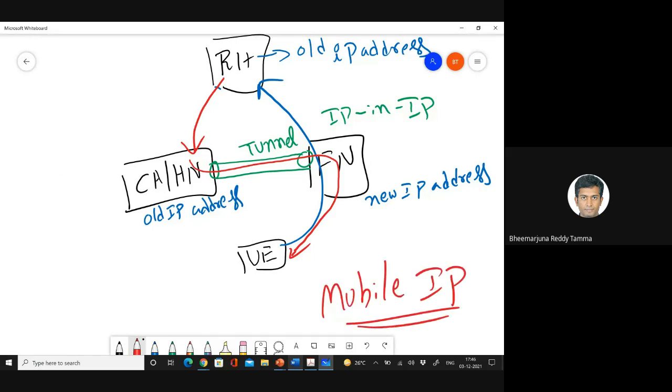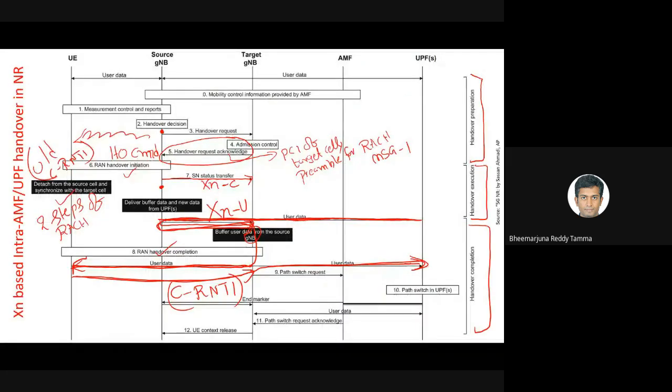Even though it is not deployed, this is the mobile IP concept, mobile IPv4, mobile IPv6, that you study in internet systems. So something similar you can see here. The only difference is there is no IP address change, but data transfer wise, you can see that the downlink data is coming in a loop like this, whereas the uplink data is going in a straightforward manner.